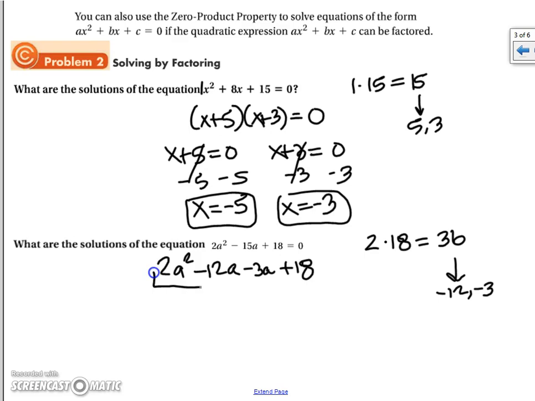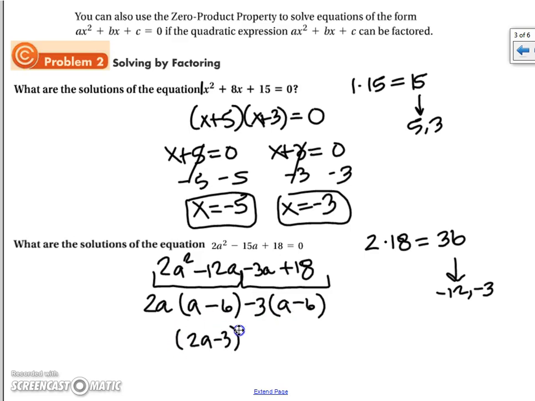So go ahead and get the GCF of your first two terms. That would be 2a. We would be left with a minus 6. And then your GCF of your last two terms would be -3, and we are left with a minus 6. So your factors are 2a minus 3 and a minus 6. Now, I did say it was equal to 0, so I'm bringing that back in here because that tells me to go ahead and set each factor equal to 0 and solve for a. So 2a minus 3 equals 0 and a minus 6 equals 0.